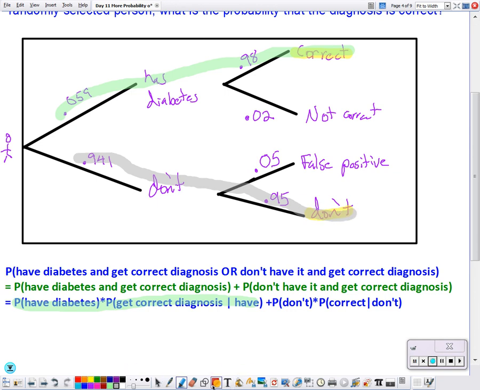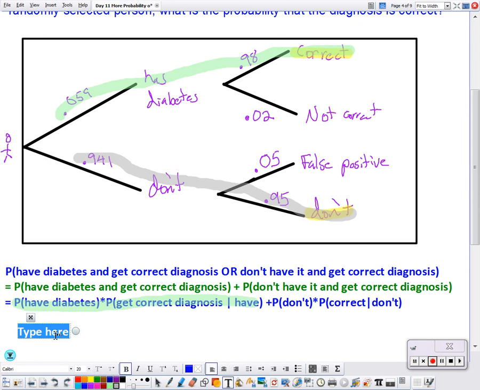So here we go. On our calculators, we are going to say 0.059 times 0.98. That will give me the percentage of people who have diabetes and get a correct diagnosis. I'm going to add to that 0.941, which is the probability of not having diabetes, times the probability I get the correct diagnosis of not having diabetes. And once I do that, on my calculator, I get 0.95, and then some digits that round to 2. So this test would give a 95.2% correct diagnosis that you either do or do not have diabetes.